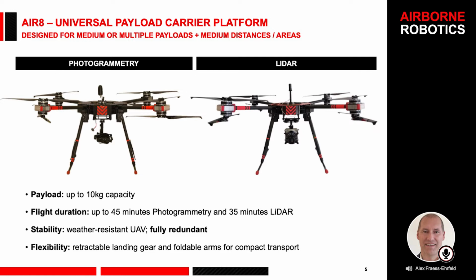It's very stable, weather resistant, and as I said, fully redundant, which might be very interesting for those of you who are flying in confined spaces, who are flying in built areas, so that you have an extra item here, and a very important item to argue for your safety case and your specific permission. It's quite flexible in a sense that it has a retractable landing gear for filming, for example, and it has foldable arms for compact transport. So the transport case which comes with it is about 70 by 70 wide and long and 60 high, so it fits in any compact car in the back area.